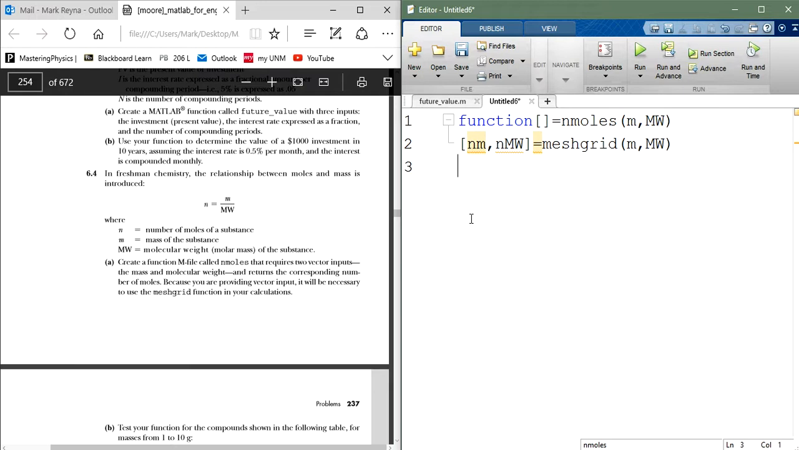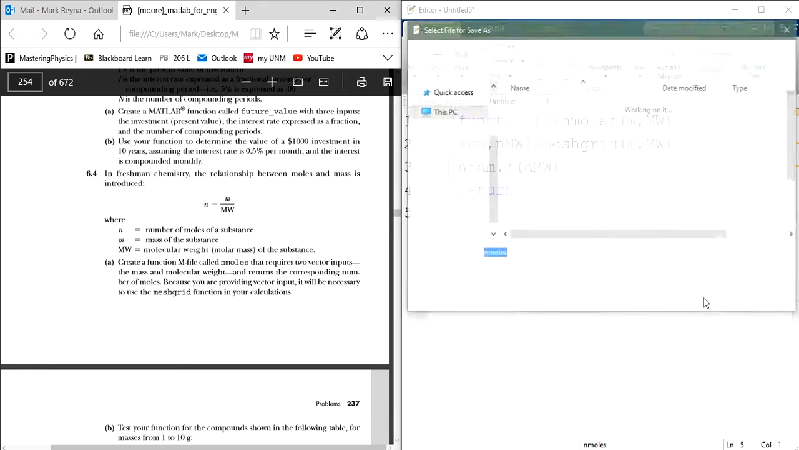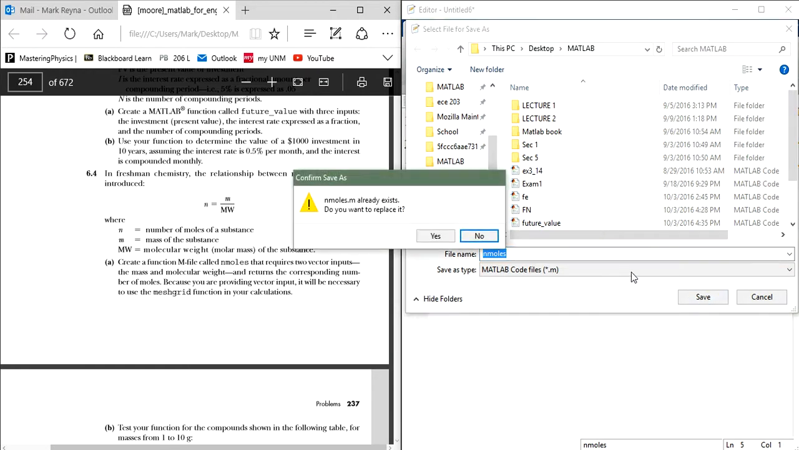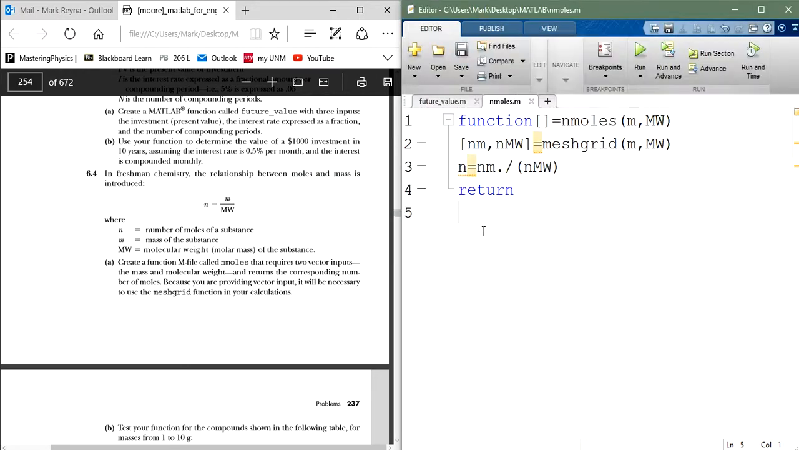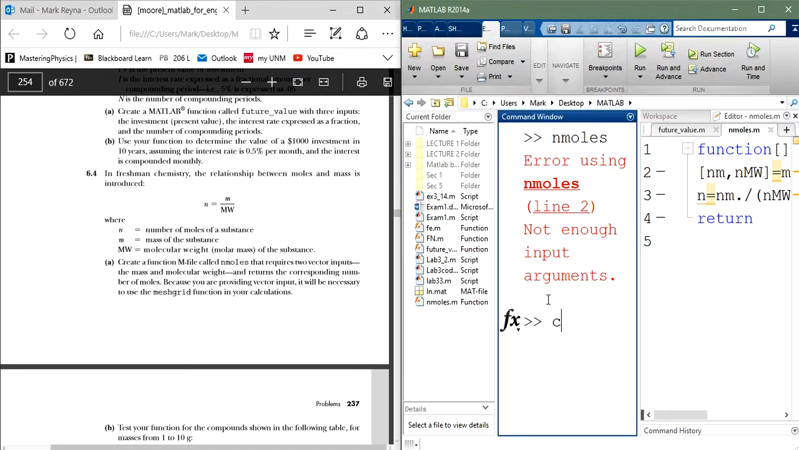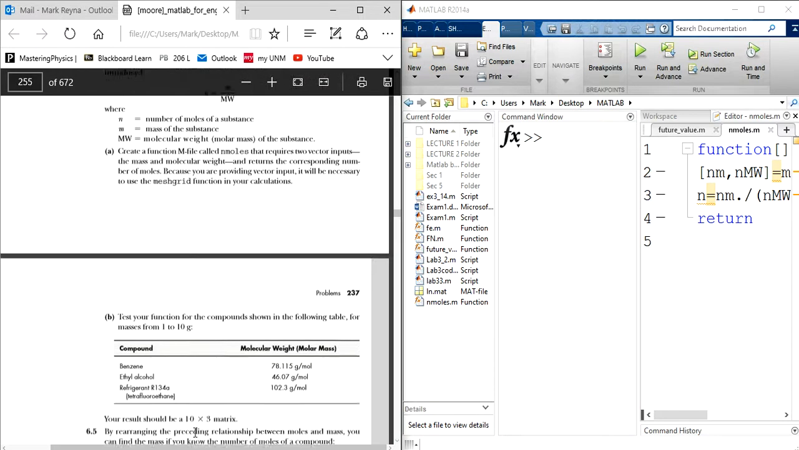And now we can find what n is equal to. N is equal to nm dot divided by nmw. Remember, I put an n right in front of all my new vectors. And that looks like it's it. Return. And I'm going to run it, and I'm going to save it as nmoles. Yes, I want to replace it. And I'm going to dock it, CLC it here, and I'm going to go to part B.